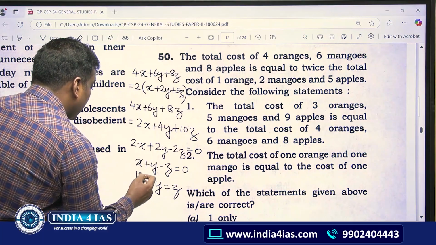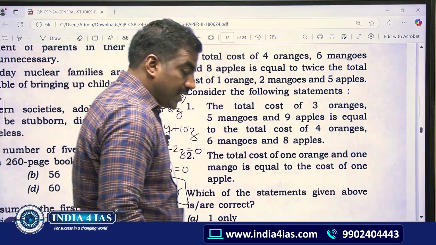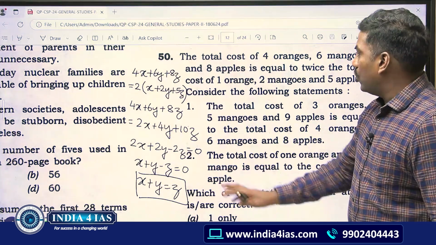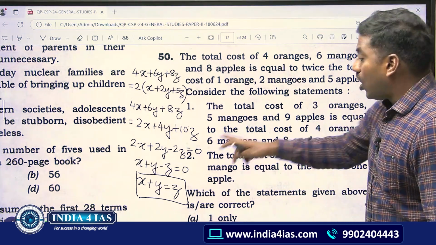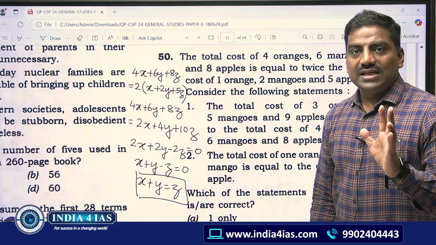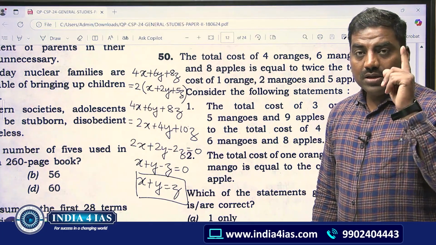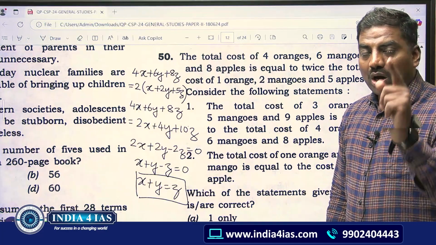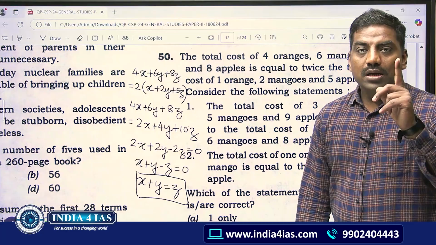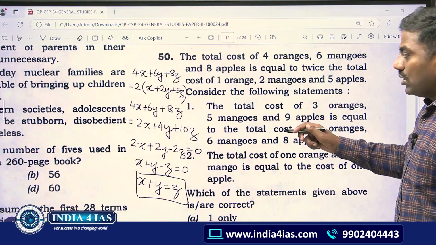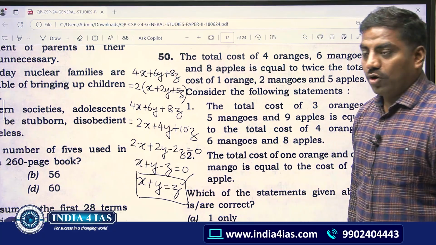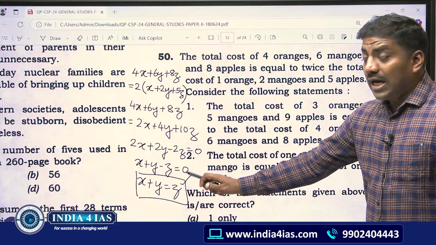What does this mean? X plus y is equal to z. The cost of one orange and one mango is equal to the cost of one apple. This is the information that they are giving. So now whatever statements we have here should match with this information. It should adhere to this equation.